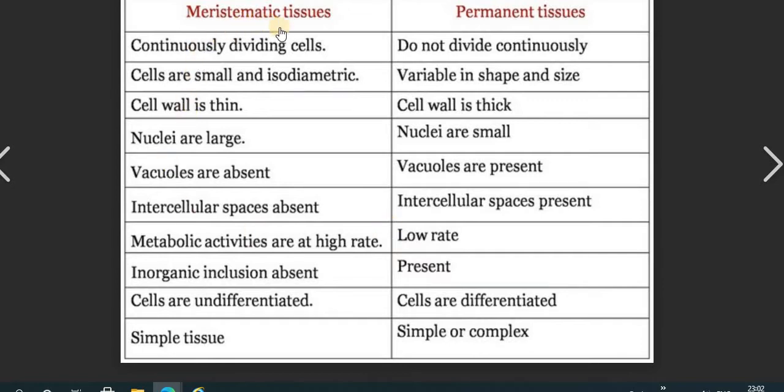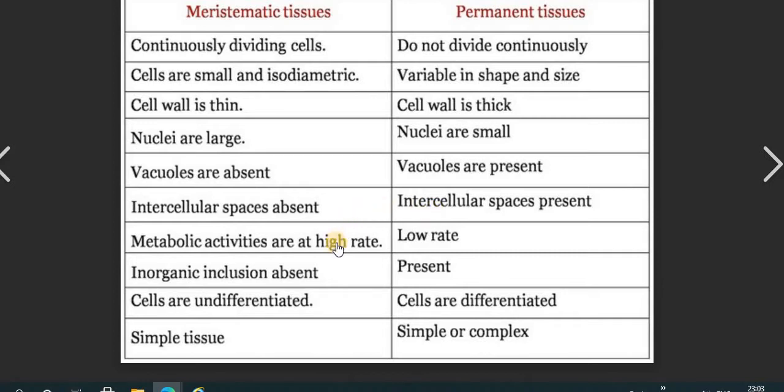Let's see one more time. Meristematic tissue is continuously dividing, whereas permanent tissue does not divide continuously. Meristematic tissue cells are small and isodiametric, whereas permanent tissue cells are variable in shape and size. Meristematic tissue has a thin cell wall, whereas permanent tissue has a thick cell wall. In meristematic tissue the nuclei are large, whereas in permanent tissue they are small. In meristematic tissue the vacuoles are absent, whereas in permanent tissue they are present. In meristematic tissue the intercellular space is absent, whereas in permanent tissue it is present.